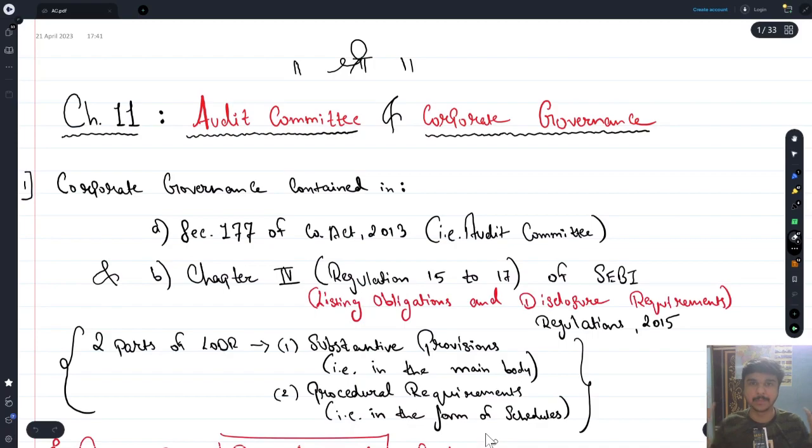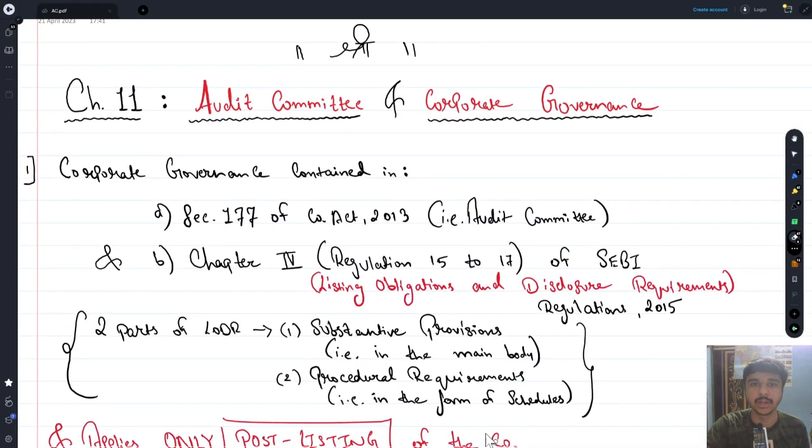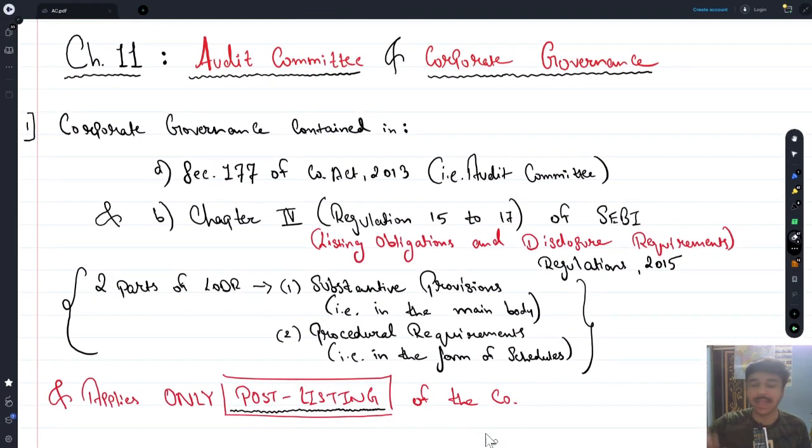So guys, this is Chapter 11 of your CA Final Audit portion, and as the name suggests, Audit Committee and Corporate Governance. There are two pillars for this topic. The first pillar is the audit committee, right? We are going to discuss what an audit committee is, which is the major chunk of this topic, and the second thing is corporate governance.